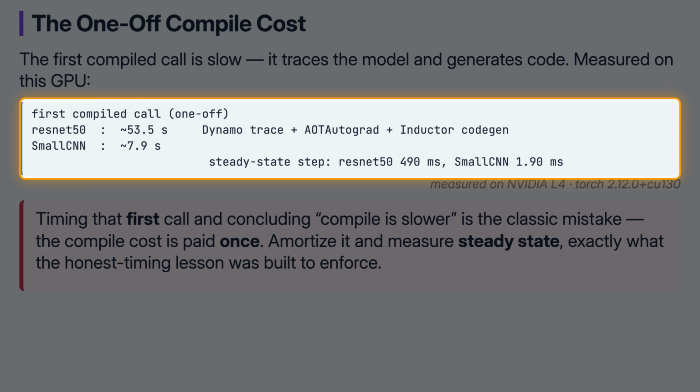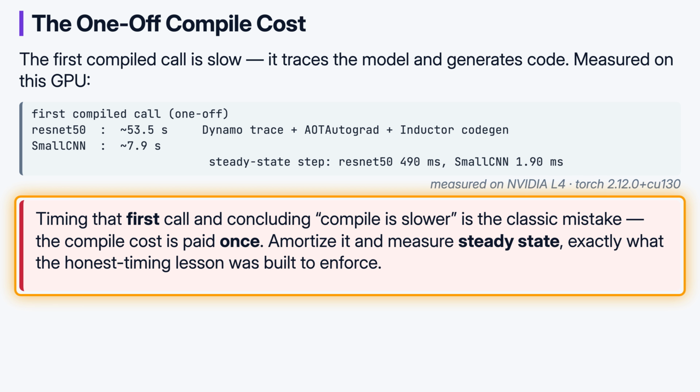These are one-off costs. Contrast the steady-state step. ResNet 50: 490 milliseconds. SmallCNN: 1.9 milliseconds. Timing that first call and concluding compile is slower is the classic mistake. The compile cost is paid once, so amortize it and measure steady state. That is exactly what the honest timing lesson was built to enforce.